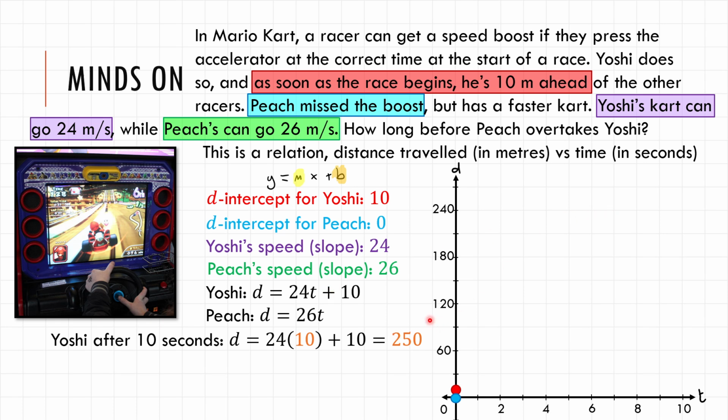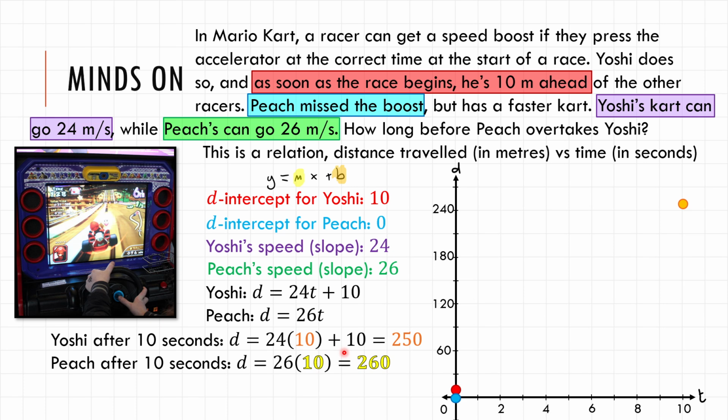Well, I'm going to plot this point here before I move on to Peach very quickly. So the t value was 10, so I know I'm going to be here on the t axis, right there. The distance, the d value, equaled 250. So that's all the way up here somewhere. So let me see. Over there's 10, which means I can put my point right there at 10 and 250. That's for Yoshi.